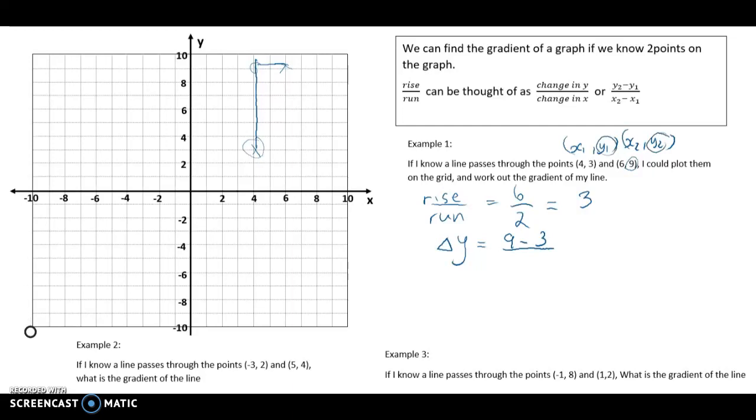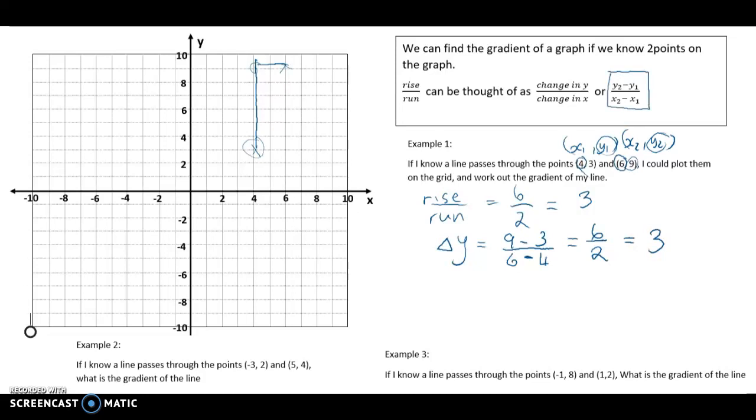And my change in the x, or the difference that I've gone from this x point to the next x point, is the difference between those. I started at 4 and I ended up at 6. So how far did I go? I went the difference between the two of them. So what I've done in effect is 9 minus 3 is 6, and 6 minus 4 is 2, which also gives me a gradient of 3. So in effect what I've done is found my change in y over my change in x. Change meaning the difference.